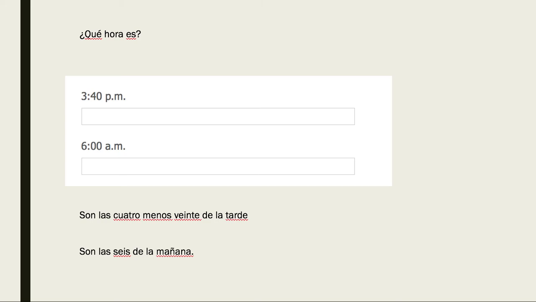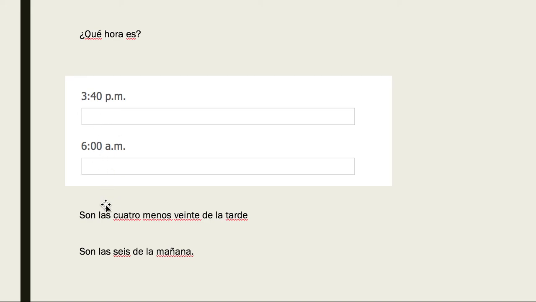So with the homework, here's the first one. All you have to do is answer what time is it in its complete form. So you're answering the question, ¿Qué hora es? The first example, it's 3:40. So if you remember, you go to the next hour and subtract however many minutes it is until that hour hits.